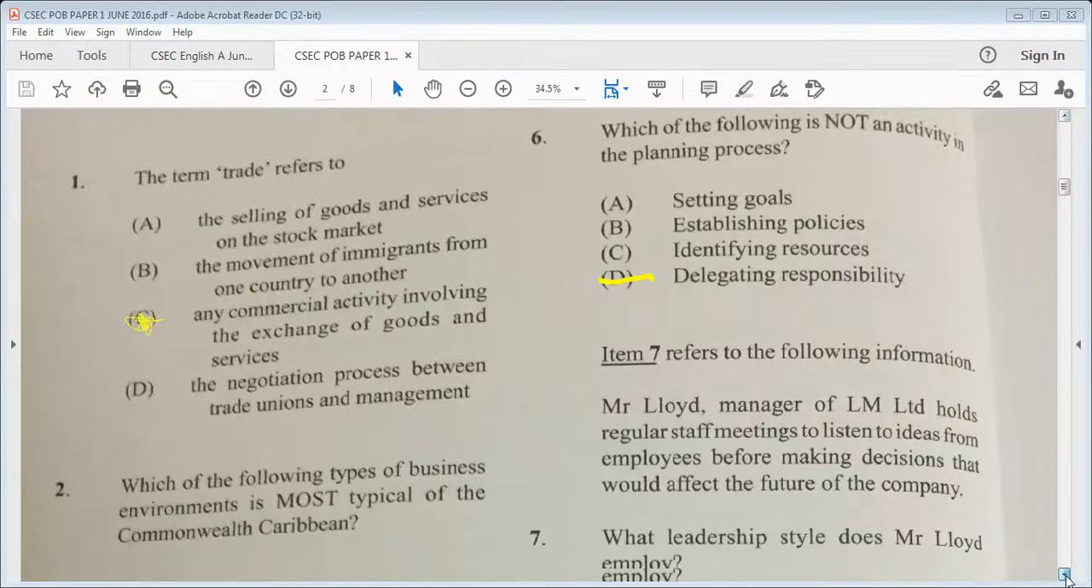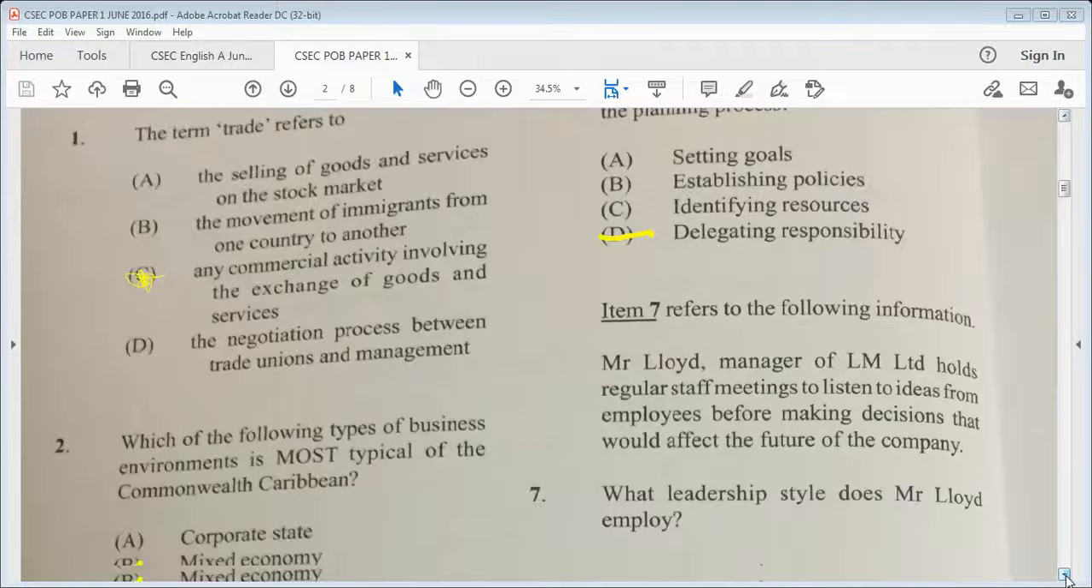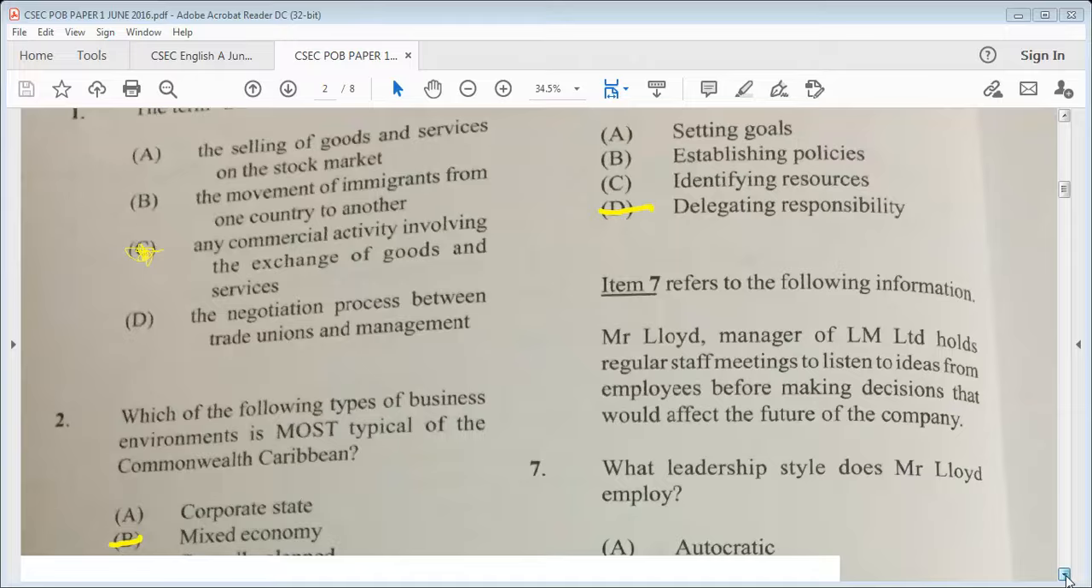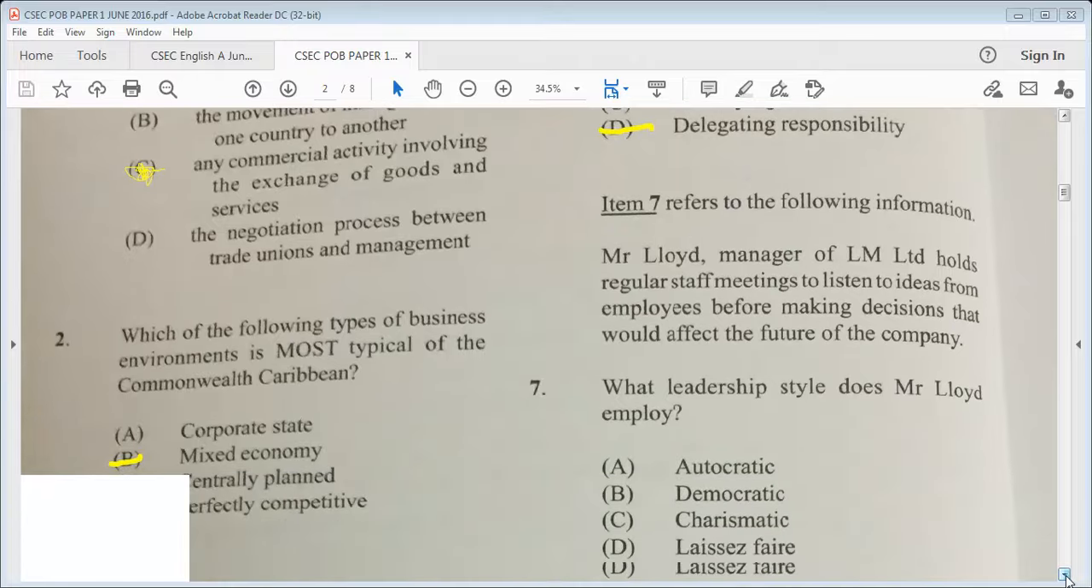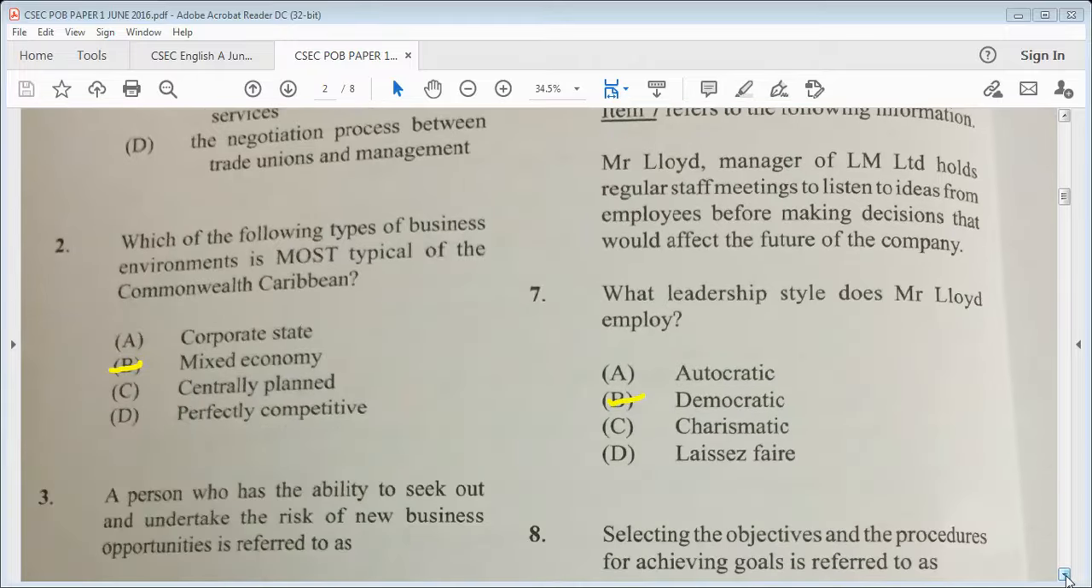Let's go on to 7. Item 7 refers to the following information. Mr. Lloyd, manager of LM Limited, holds regular staff meetings to listen to ideas from employees before making decisions that would affect the future of the company. What leadership style does Mr. Lloyd employ? We know it is B. Democratic.